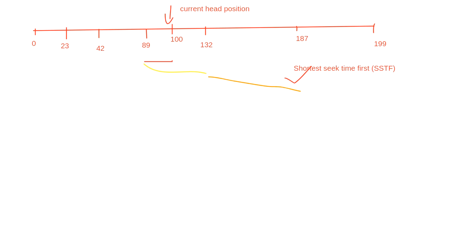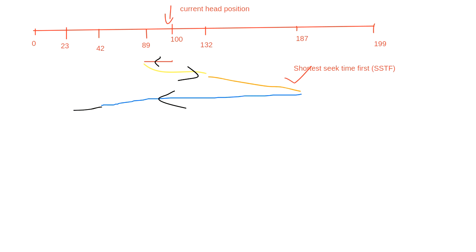First 42 is served. After 42, from 42 you go to 23. I'm using different colors for this, but the good part in shortest seek time first is that here I got only three segments. This is the first segment, this is the second segment, this is the third segment. So seek distance you can easily calculate from here.